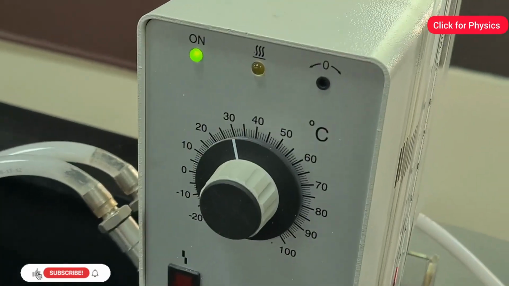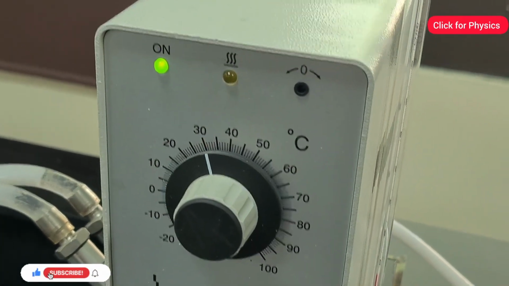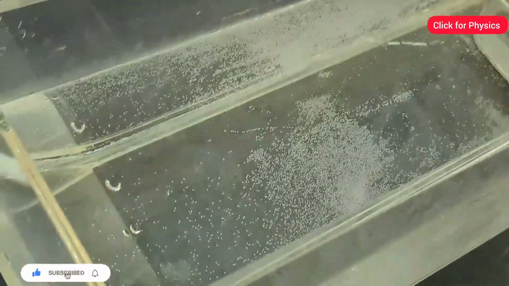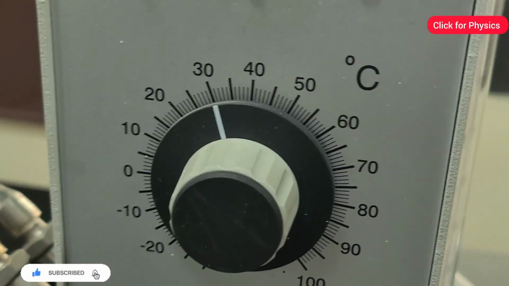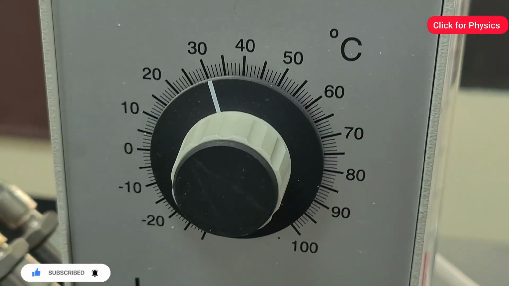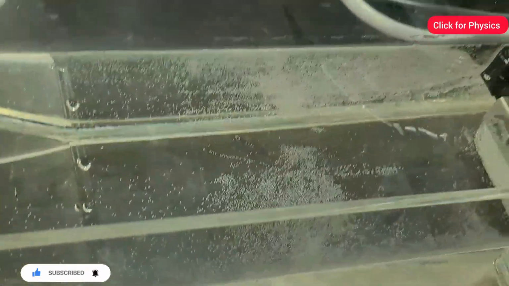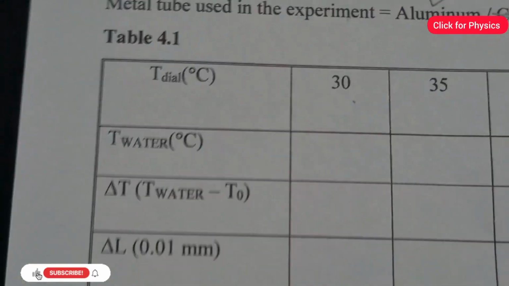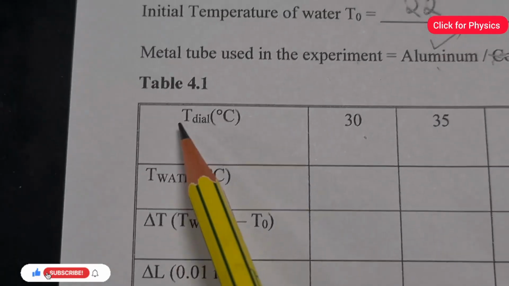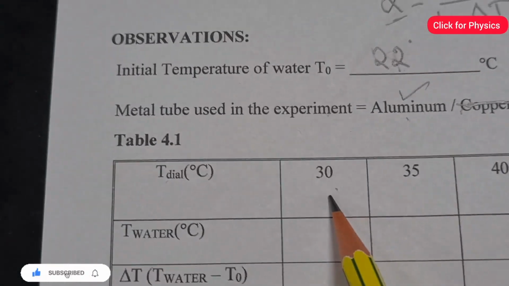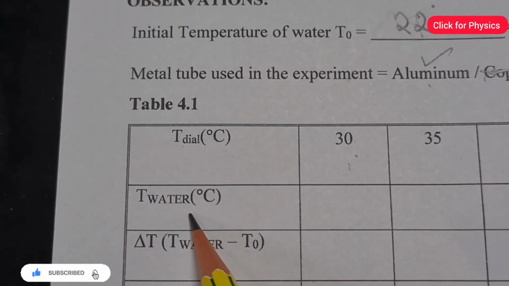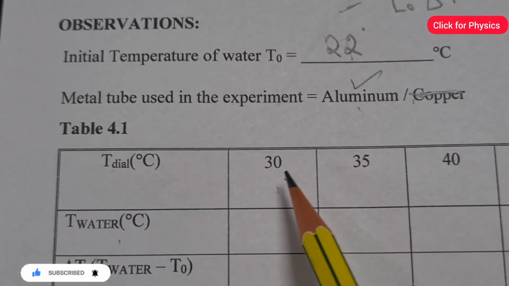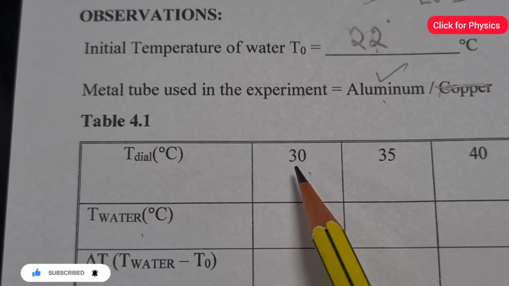Now you see here the yellow light is off now, right? That means the water reached that temperature. Which temperature? In the temperature controller we set 30 degree, right? So now you have to check whether the temperature is exactly 30 degree or not. After you set the temperature dial to 30 degree, we have to check the water temperature again, because we don't know whether the water has exactly reached the temperature or not.